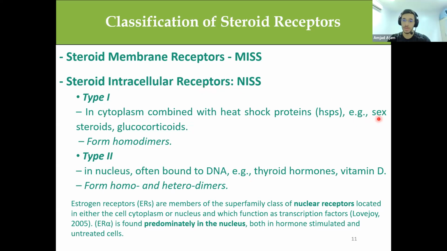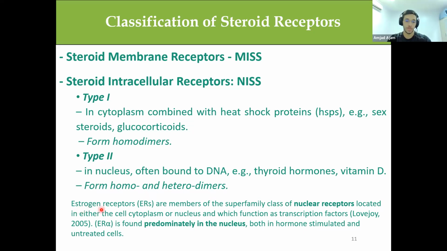On the other hand, if a sex steroid, let's say androgen or testosterone to be more specific, once it enters the cell, it will go to the cytoplasm and not the nucleus in order to bind to type 1 steroid intracellular receptors. Both type 1 and type 2 are considered as nuclear receptors. Now type 2 can form homo and heterodimers, which I will discuss next.